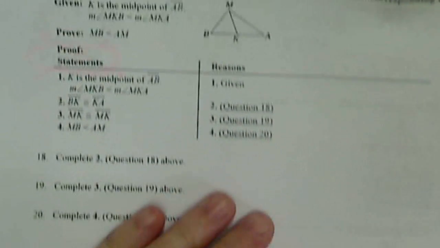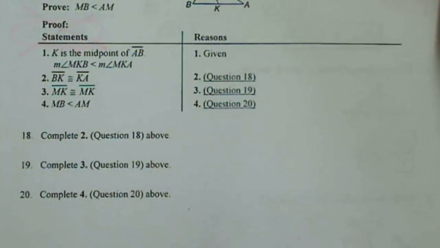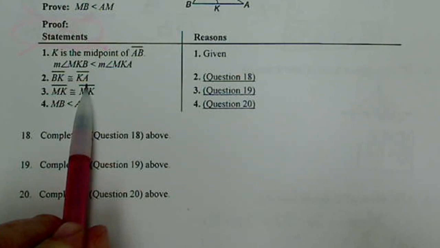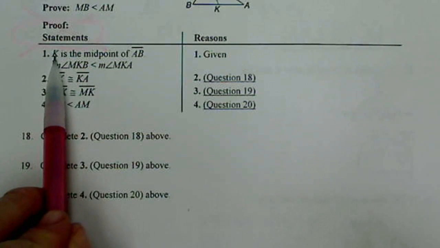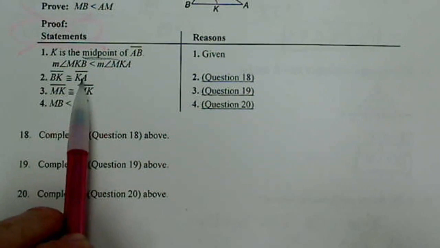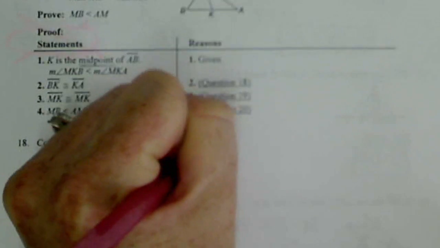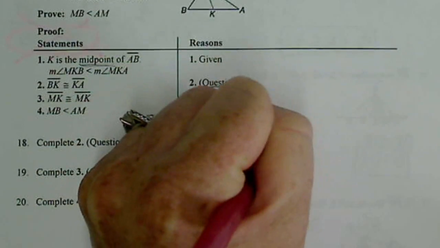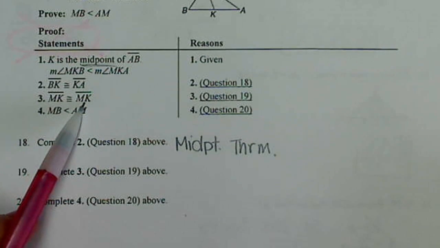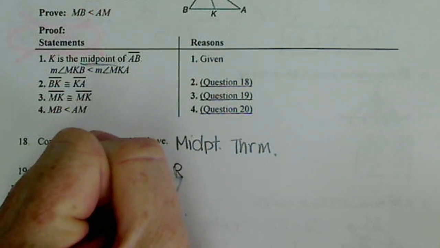Okay, 18, 19, and 20 are proofs, filling in the blanks. Number 18, why can I say that these are congruent? Well, I have said that K is the midpoint, so because it's the midpoint, I know these two segments are congruent, and that is because of midpoint theorem. Number 3, MK equals MK. Are you congruent to yourself? Yes, so that is reflexive.